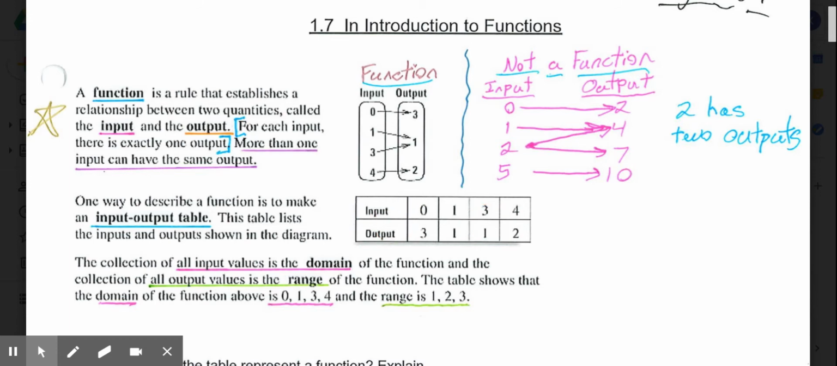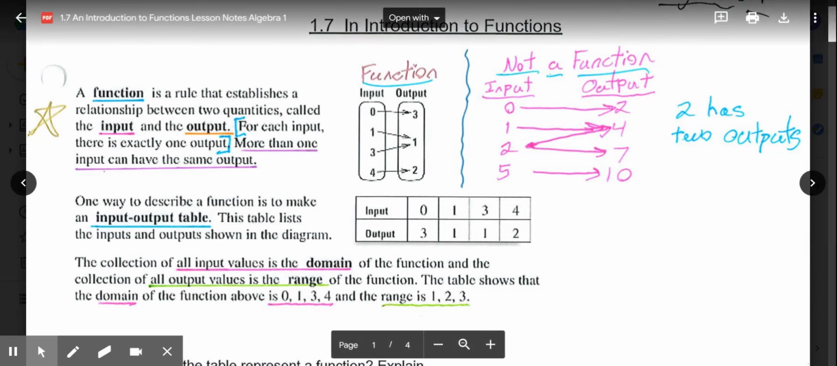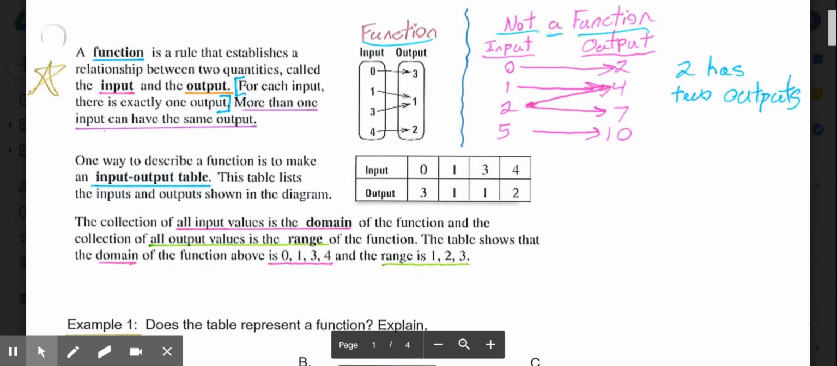So one way to describe a function is to make an input-output table, as I just showed you. This table lists inputs and outputs shown in the diagram. So a vertical one here, horizontal here. The collection of all the input values is the domain of the function. And the collection of all the output values is the range. So the input values is the domain, the output values is the range.